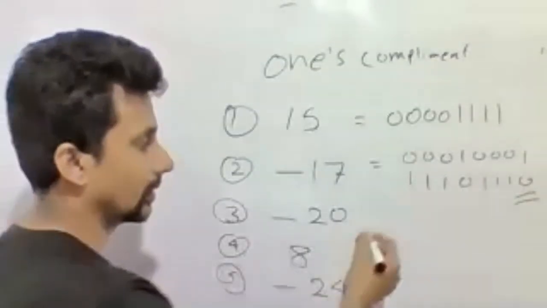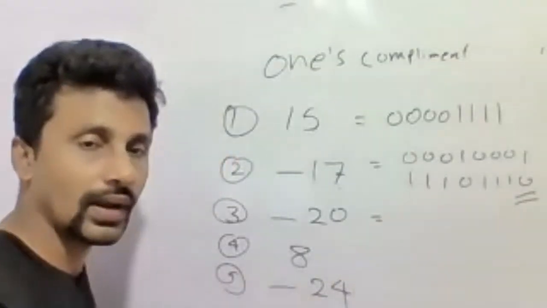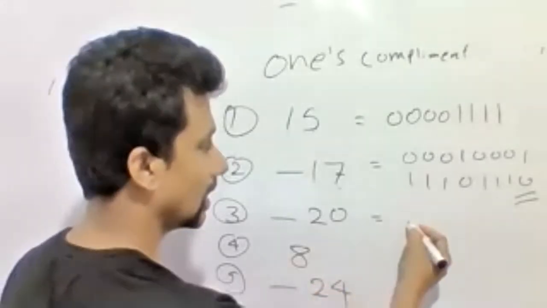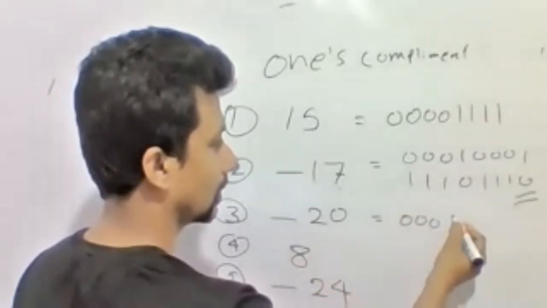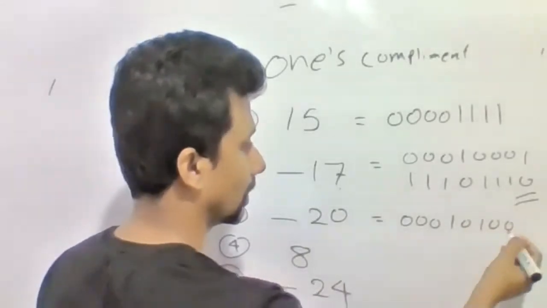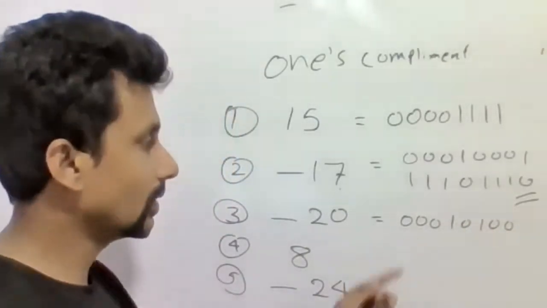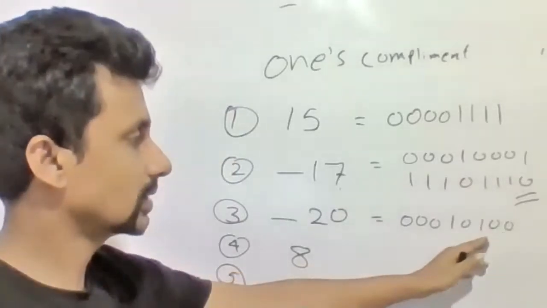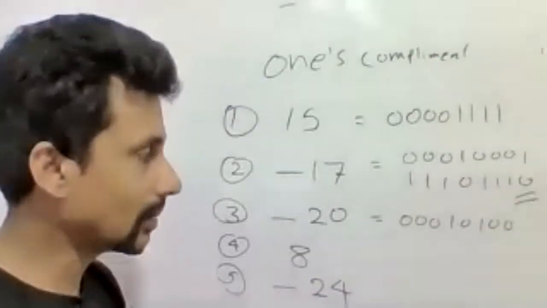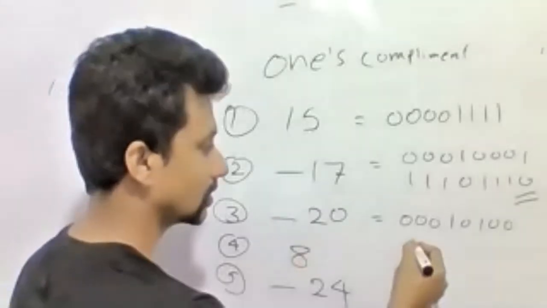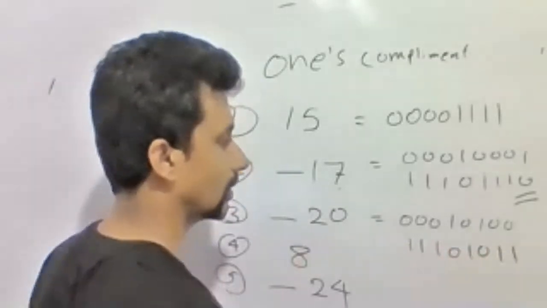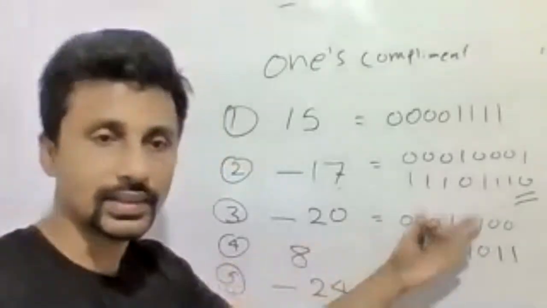So minus 20. Minus 20 again. First you have to find out positive 20. You have to find positive 20 first, like this. Now I have found positive 20. Then you have to convert, then flip the bits. So zeros become ones, ones become zeros. Here is the value. After finding the positive, you flip it.